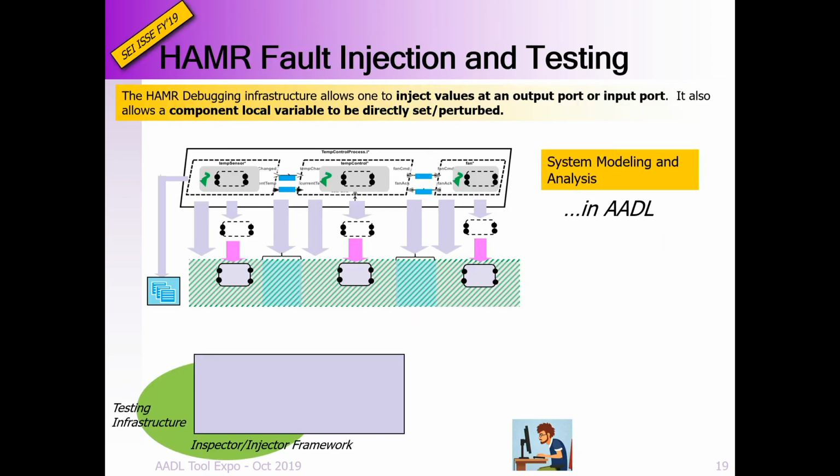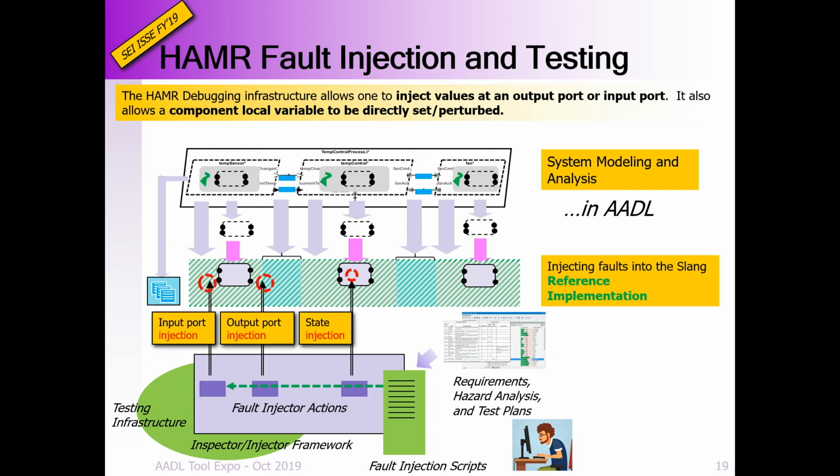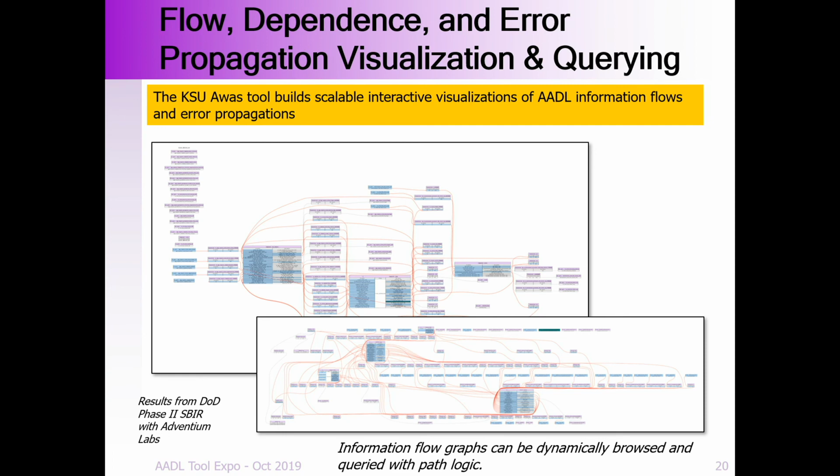In the reverse direction, you can also do various types of fault injection. So again, using this Scala JVM-based layer, you can very easily inject faults into the communication pathways and into the component state to do various types of model-based testing and so forth there.